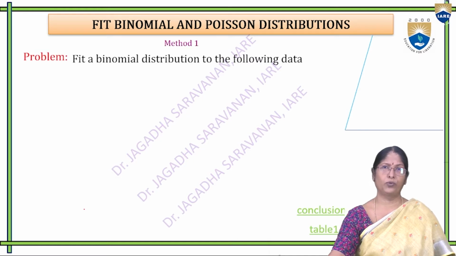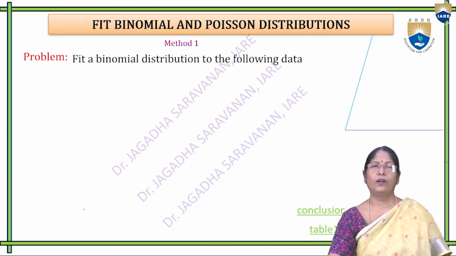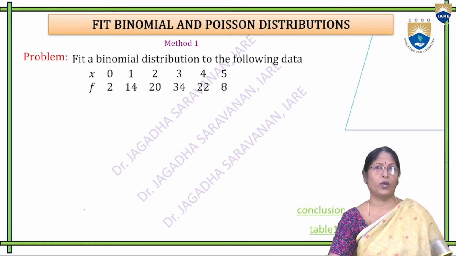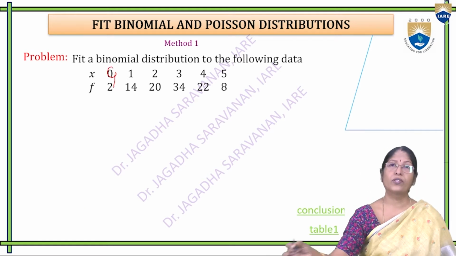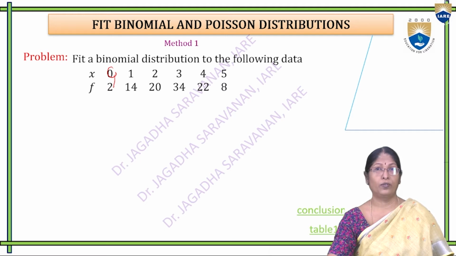Yes, now we will come to this video lecture, the topic: fit a binomial distribution to the following data. X is given as 0, 1, 2, 3, 4, 5, and the frequencies f are: when x equals 0, f is 2; 1, 14; 2, 20; 3, 34; 4, 22; 5, 8. How do we solve this problem?